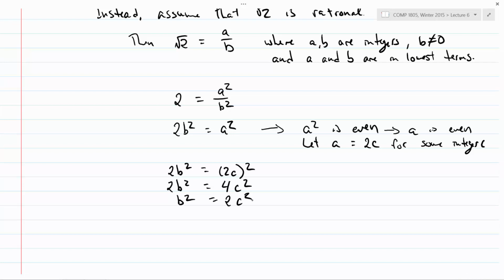So what does this mean about b squared? Right, it means that b squared is even. And if b squared is even, then b is even. Exact same logic as in the previous one. All right, so now I know that a and b are even.